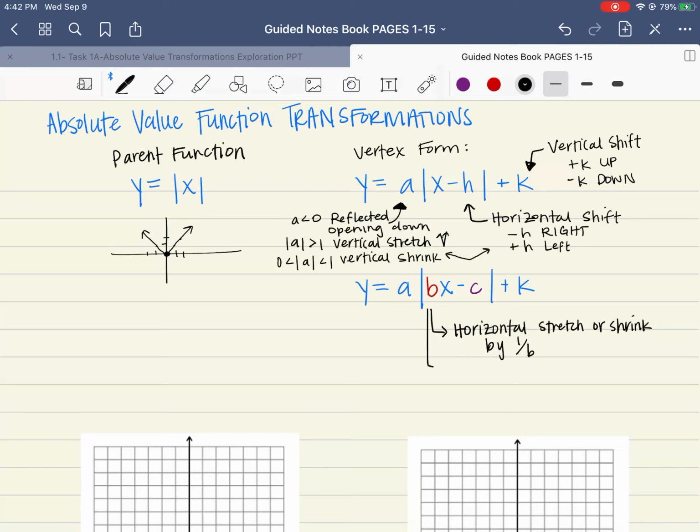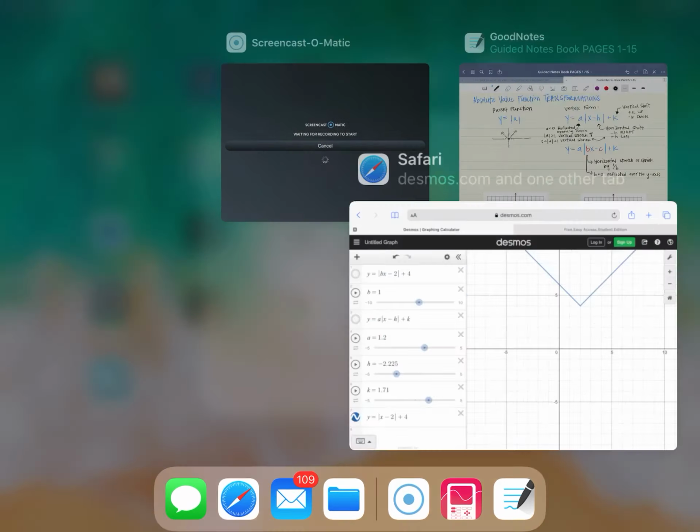If our b value is negative, so if b is less than 0, or in other words, if you have a negative b, that's what it would look like. I'm going to write b is less than 0. Then it's reflected over the y-axis, so it's changing those output values, or changing the input value in relation to that. I'm going to show you what it looks like, and then we'll come back and do some examples with that.